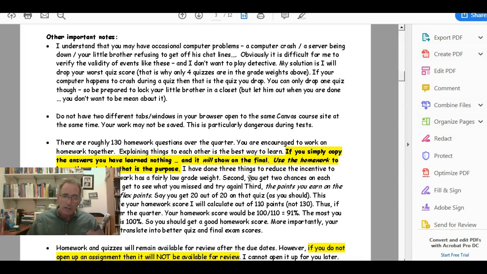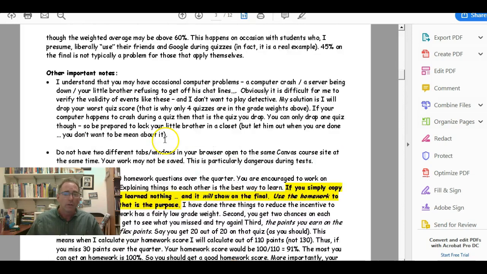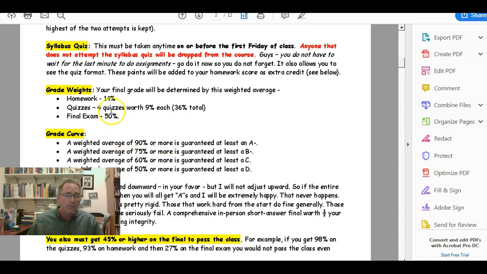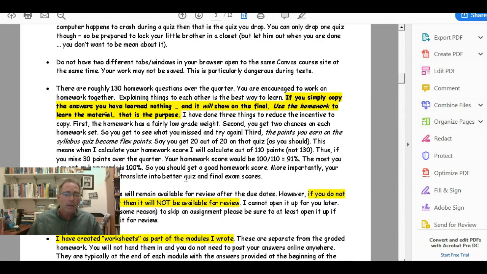So right there, that should obviously lead to pretty good scores. And then third, that the weight itself is actually pretty small, right? What was homework? It was 14%. Not trivial, but it's not a huge weight. And so the point of that is to use the homework to learn the material.